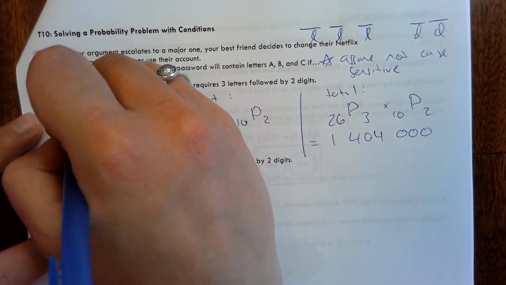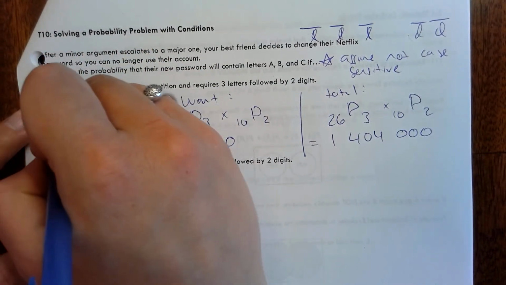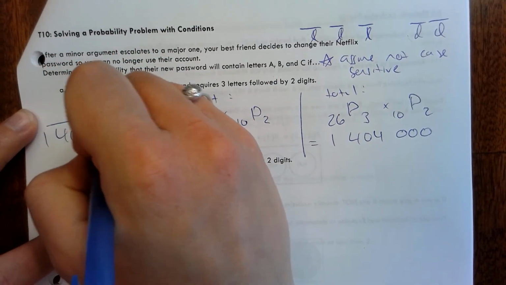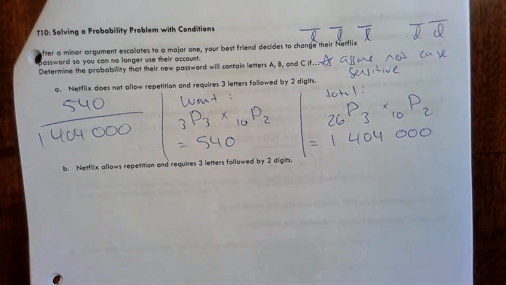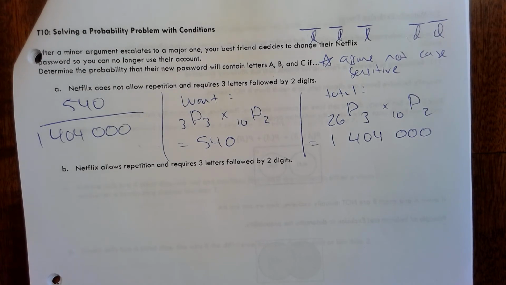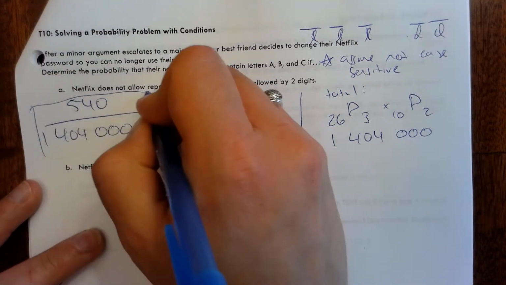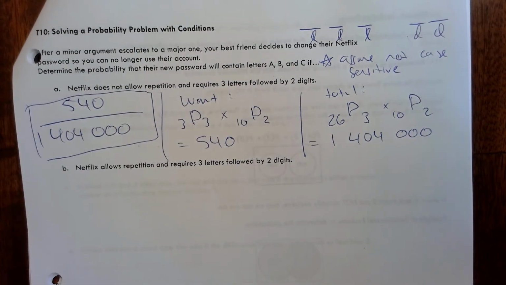So my probability here is 540 over 1,404,000 ways of doing that. Crazy. So here's my answer. I'm just putting a little box around it so everyone's really clear about what that is.